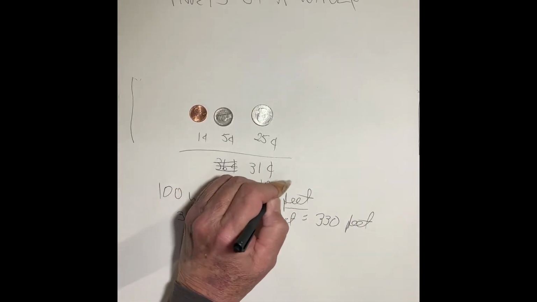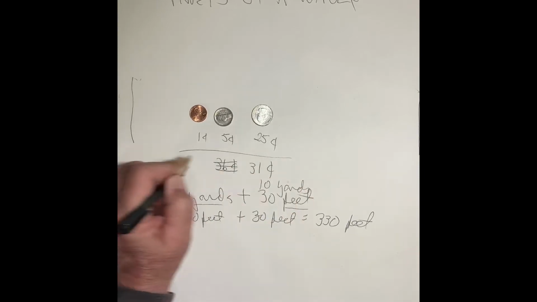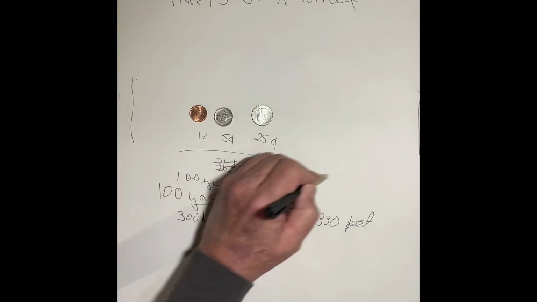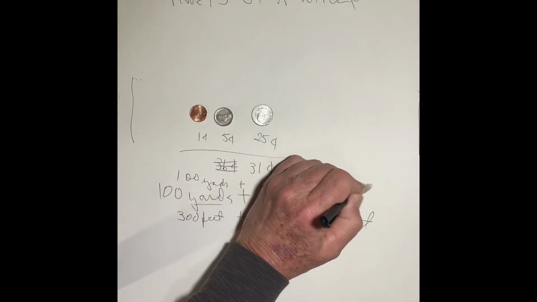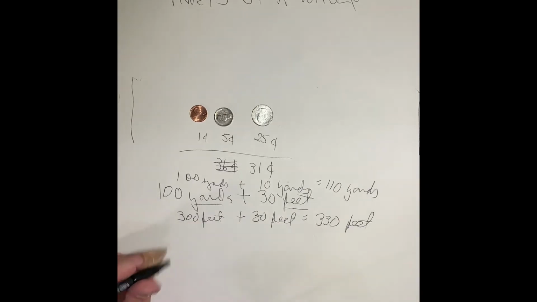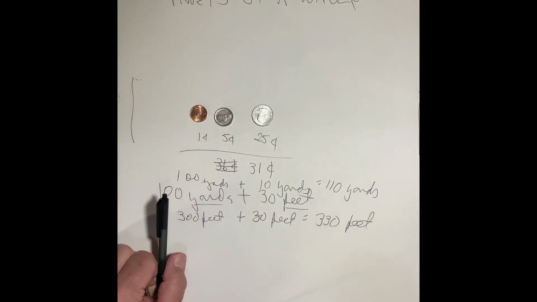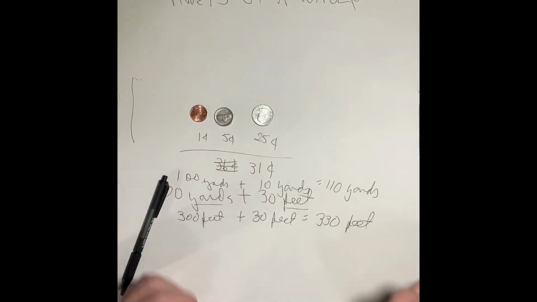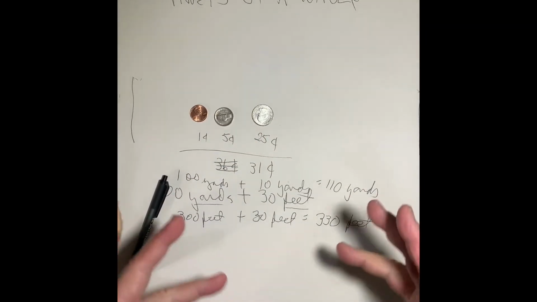I could also change feet to yards. This would be 10 yards. So it'd be 100 yards plus 10 yards, so I ran 110 yards. I could change them all to inches, to meters, to centimeters, whatever. But one of the things that you know is that to add things, they have to be the same things. They just have to be.